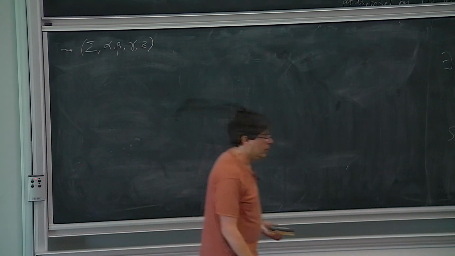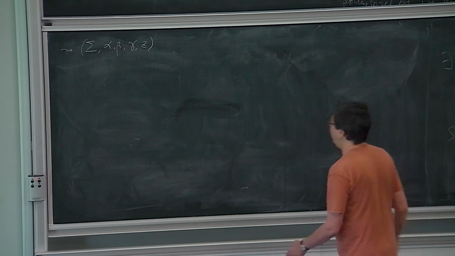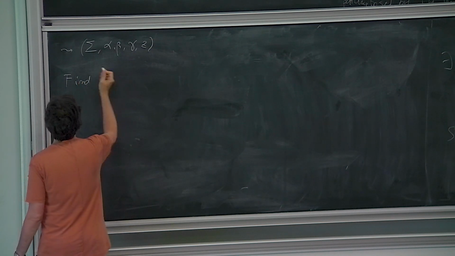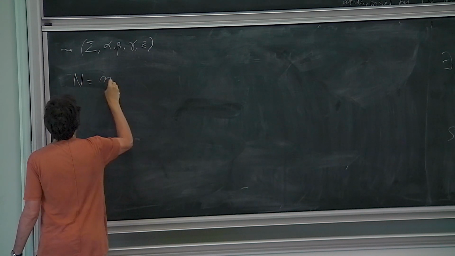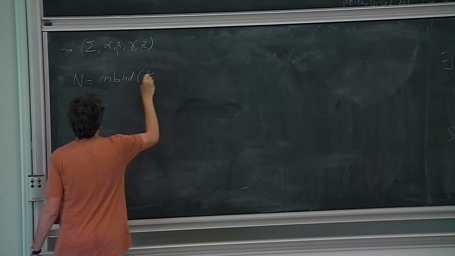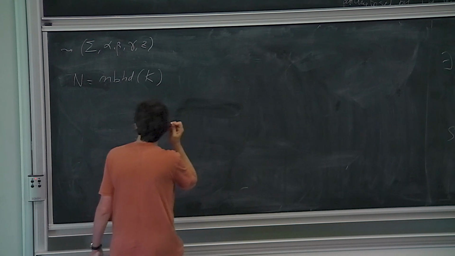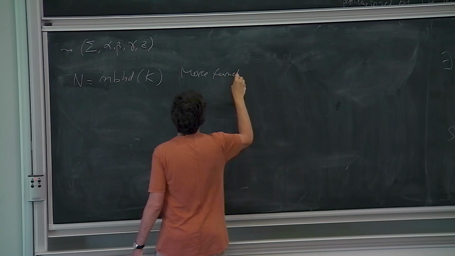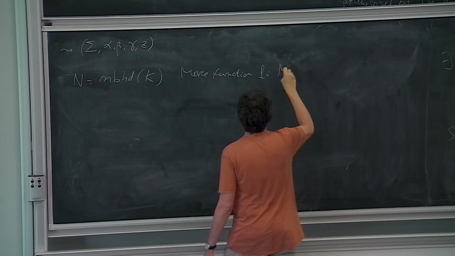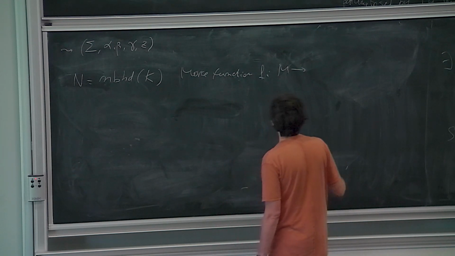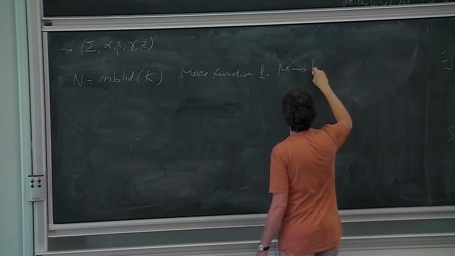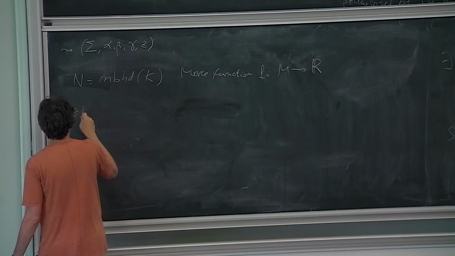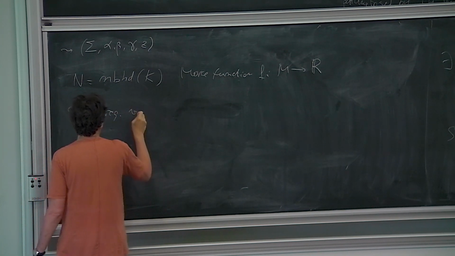So how do we do that? Well, first of all, let's call N a neighborhood of K. And we find a Morse function f from M to R, such that the boundary of N is a regular level.